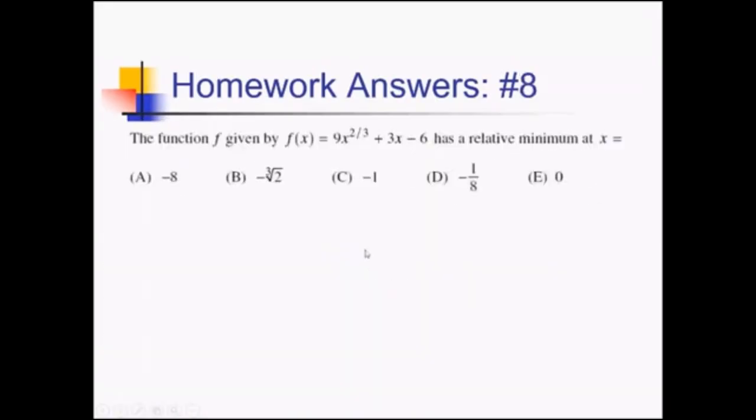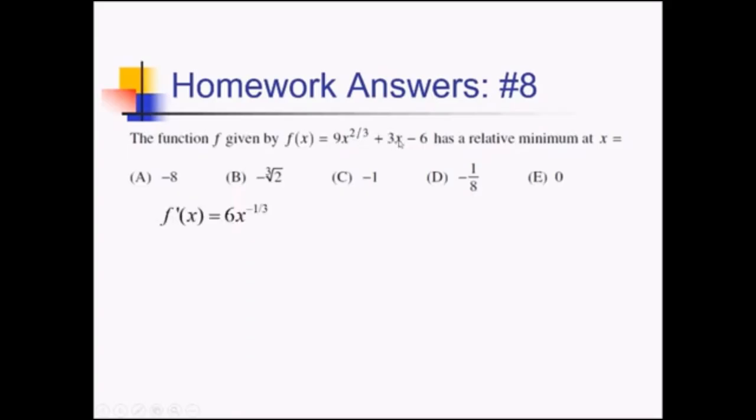For this problem, we're given this 9x to the 2/3 plus 3x minus 6 function. We want to know where it has a relative min, at what x value. So we're going to have to do f prime and find out where that changes from negative to positive on this. That's our strategy. So f prime, that's going to be, let's see, derivative, we've got 2/3 times 9, that's 6, x to the negative 1/3.